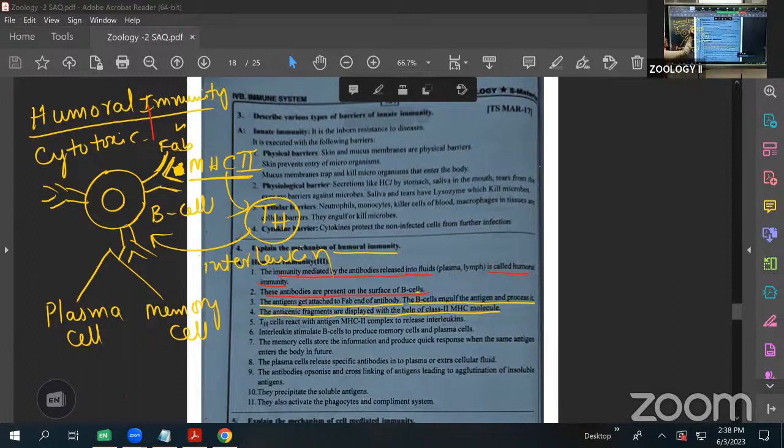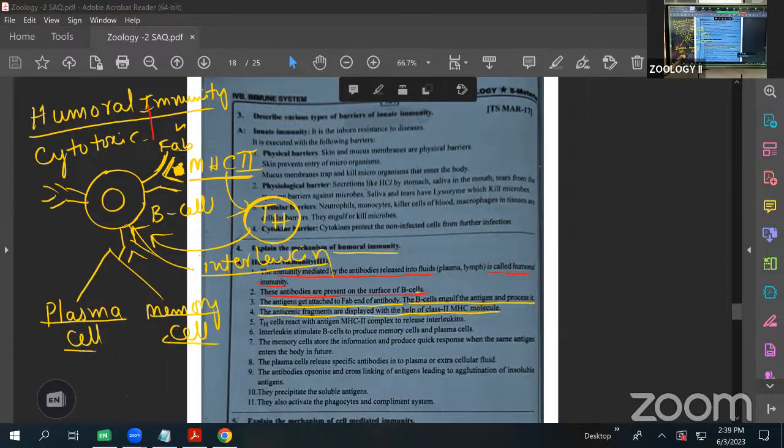MHC2. The complex is formed immediately. The T helper cells identify this and immediately release substances called interleukins. Interleukins act on the B cells. The B cells are differentiated into two types, called plasma cells and the memory cells.